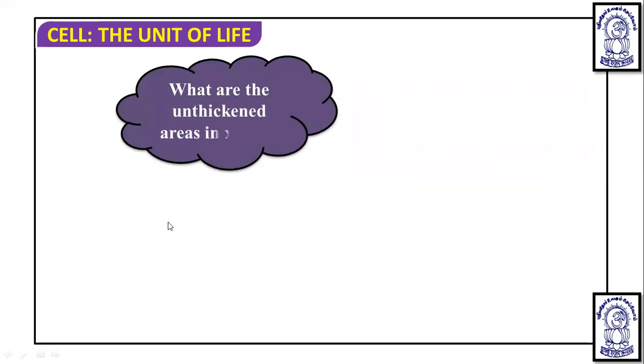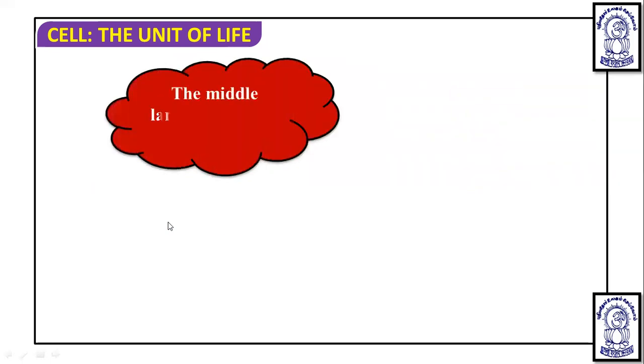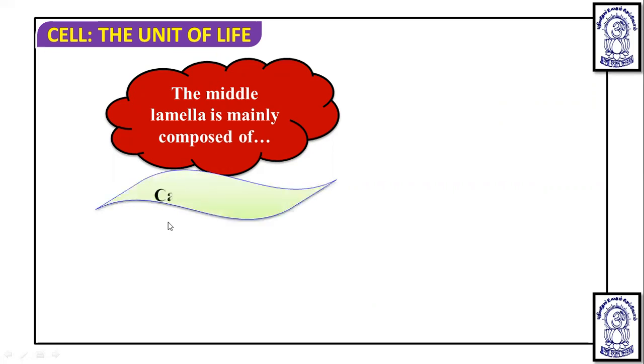Then, what are the unthickened areas in the xylem? The unthickened areas are known as pits. Now, when we see two adjacent cells, the primary cell walls of the two adjacent cells are lined by a middle lamella in between them, and this middle lamella is made up of calcium and magnesium pectate.